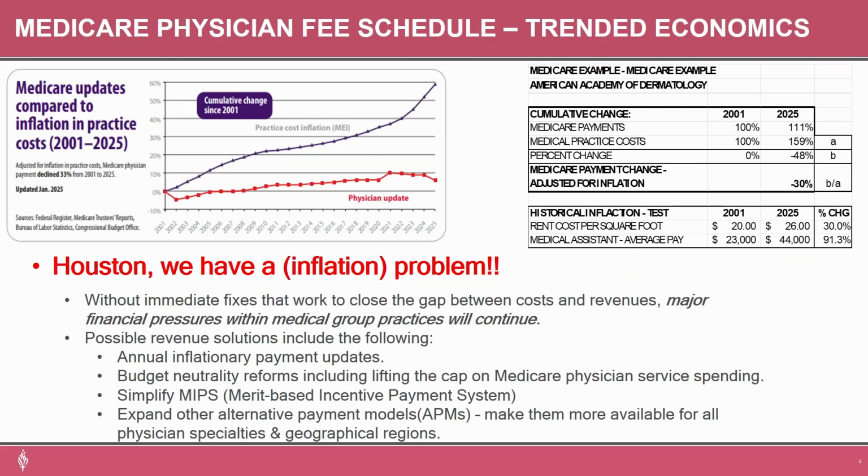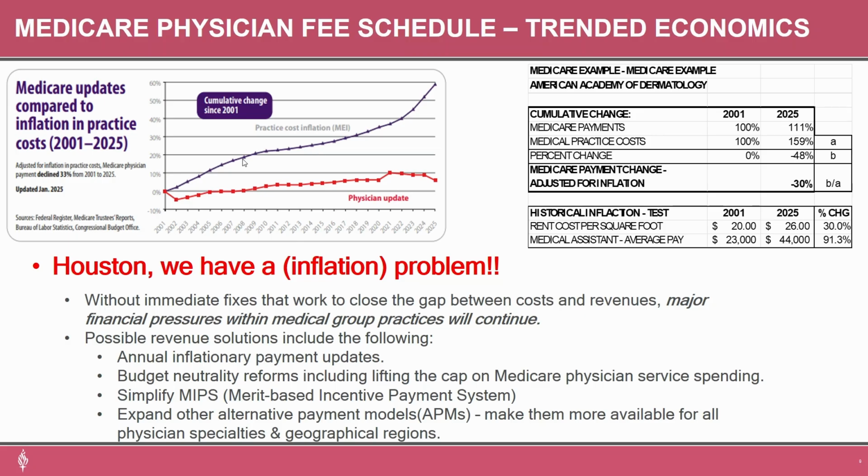Now that we have a basic understanding of the Medicare physician payment system, let's review the overall economics of the Medicare physician fee schedule by looking at the trended history of Medicare physician payments versus the operating cost of a medical group. On this slide, we have two separate analyses that help us understand the major financial problem that we are facing today in our industry. The slide on the right, coming from the Federal Register or the federal government, shows two line graphs from 2001 to 2025.